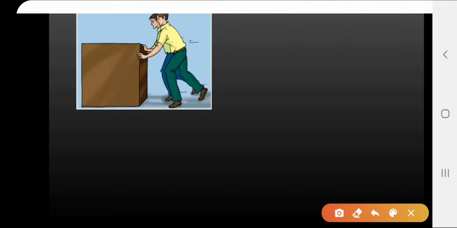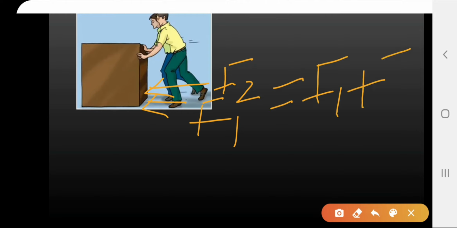In that case, you are applying a force in this direction. The force applied by you is taken as F1, and your friend is also pushing the box in the same direction. So he or she is also applying a force in the same direction, and that force is taken as F2. Then what is the total force acting on this object? The total force will be increased. The total force acting on this object will be the force applied by you plus the force applied by your friend. That is, the total force becomes F1 plus F2.